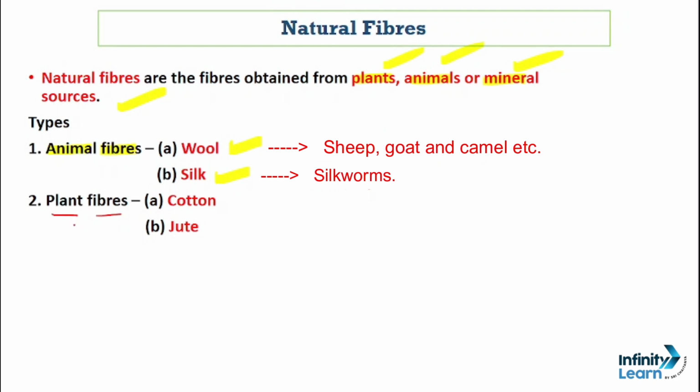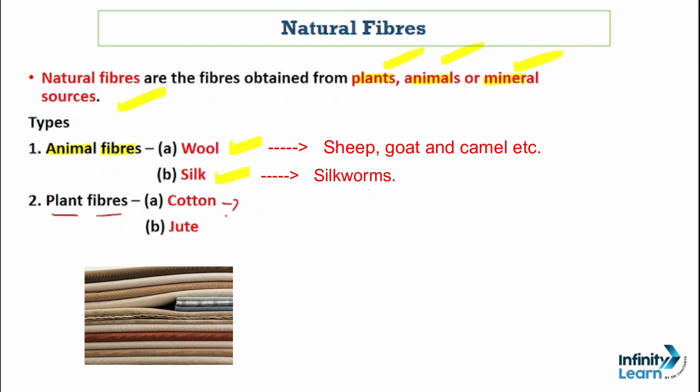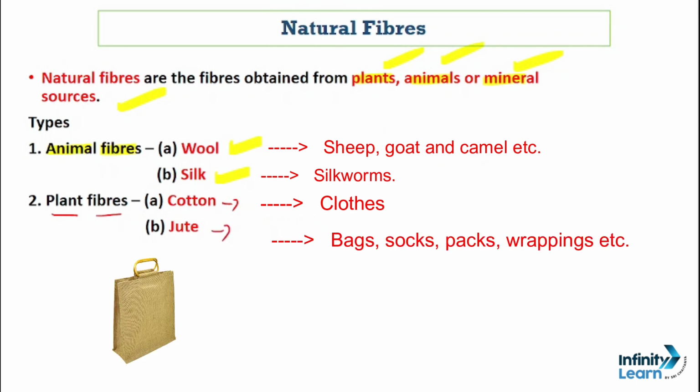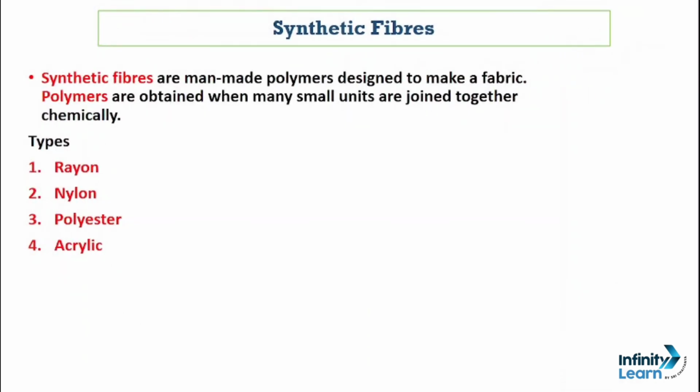Now let's discuss plant fibers. Plant fibers are the fibers that we obtain from plants. First is cotton, which is mainly obtained from the cotton plant and is used to make clothes, and cotton is really very comfortable to wear. And second is jute, which is mainly used for making bags and sacks. These sacks are mainly used for carrying cement and various products, and various wrappings are also prepared with the help of jute.